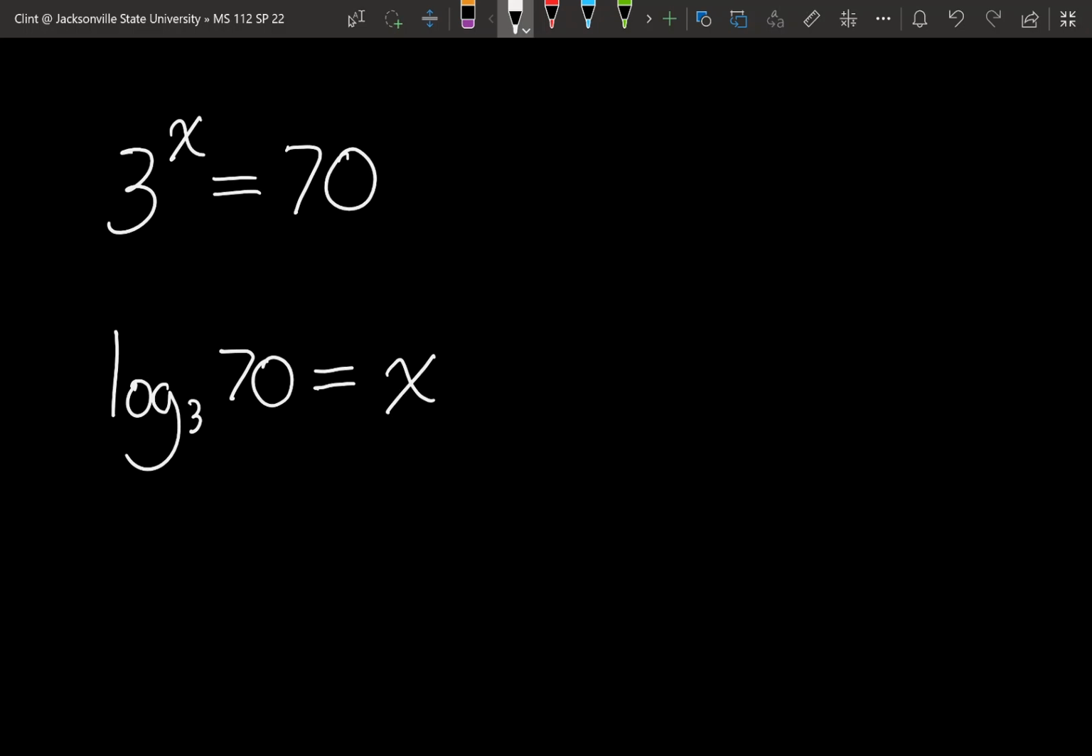And if you're not real confident, ignore the first part and think about if you were going to change it back the other way. Sometimes one way will make more sense to some people than the other way. So to me, going from log to exponential clicks a little bit better. So I can say, okay, this is 3 to the x power equals 70, and that's what I had. So there's our transformation there.